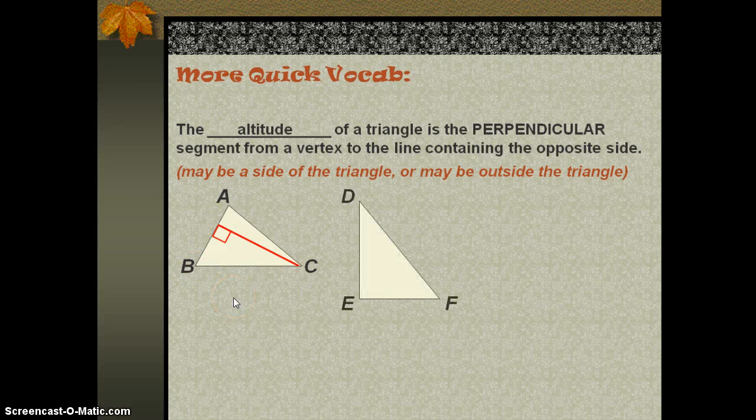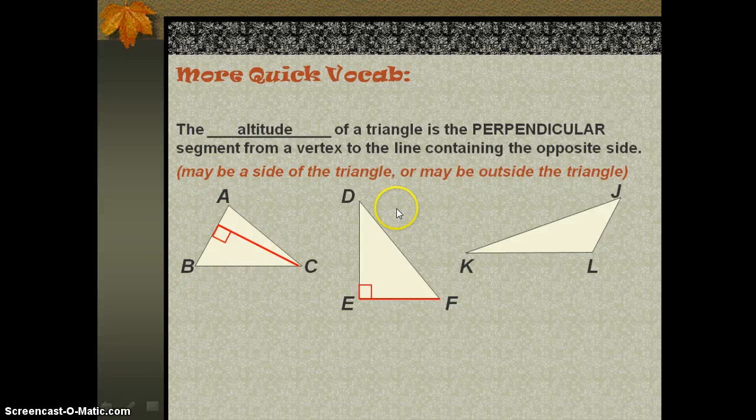Alright, here's another triangle. This is a right triangle. In right triangles, the sides are actually going to be altitudes. So if I drew a line from D perpendicular to the opposite side, it would have to be the side DE, because this is a right angle. The same thing's going to happen on the bottom if we were to draw an altitude from F to ED.